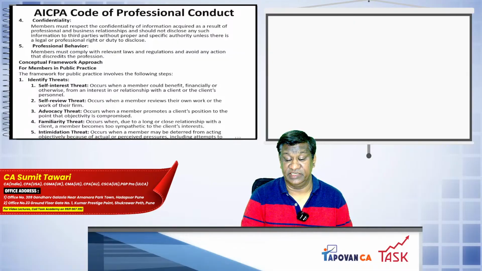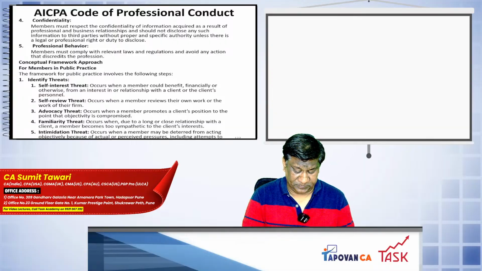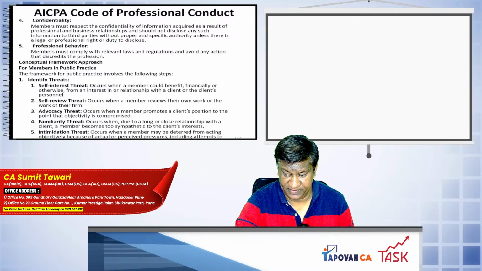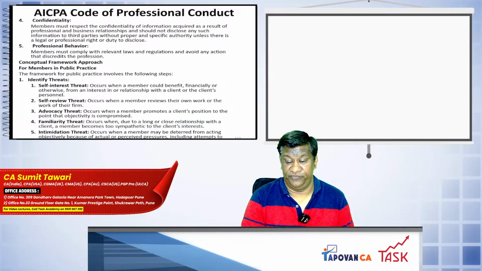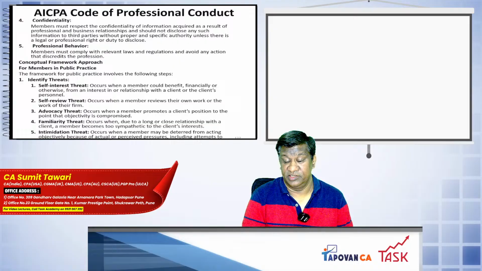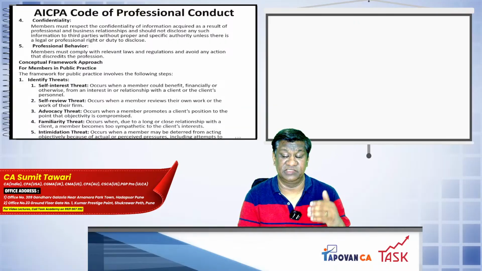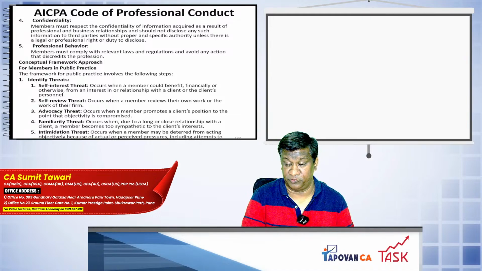Okay, that is basically the advocacy threat. So, when you are promoting a client's product, shares is basically the basic example. Whatever the activity you are doing, the client is getting an advertisement because of it. So if you are promoting their product, that means the objectivity gets compromised.